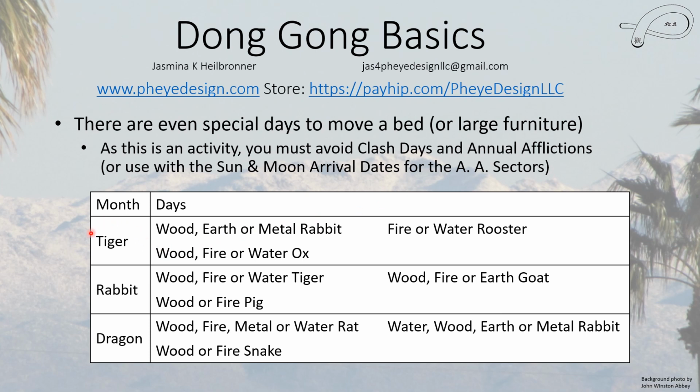Now, the month of the tiger, we have quite a few different possibilities. If it's a rabbit day, it could be a wood rabbit, an earth rabbit, or a metal rabbit. They all qualify, as does the wood and fire or water ox. But we have more days. The fire or water rooster also qualifies. Any one of these days within the tiger month works.